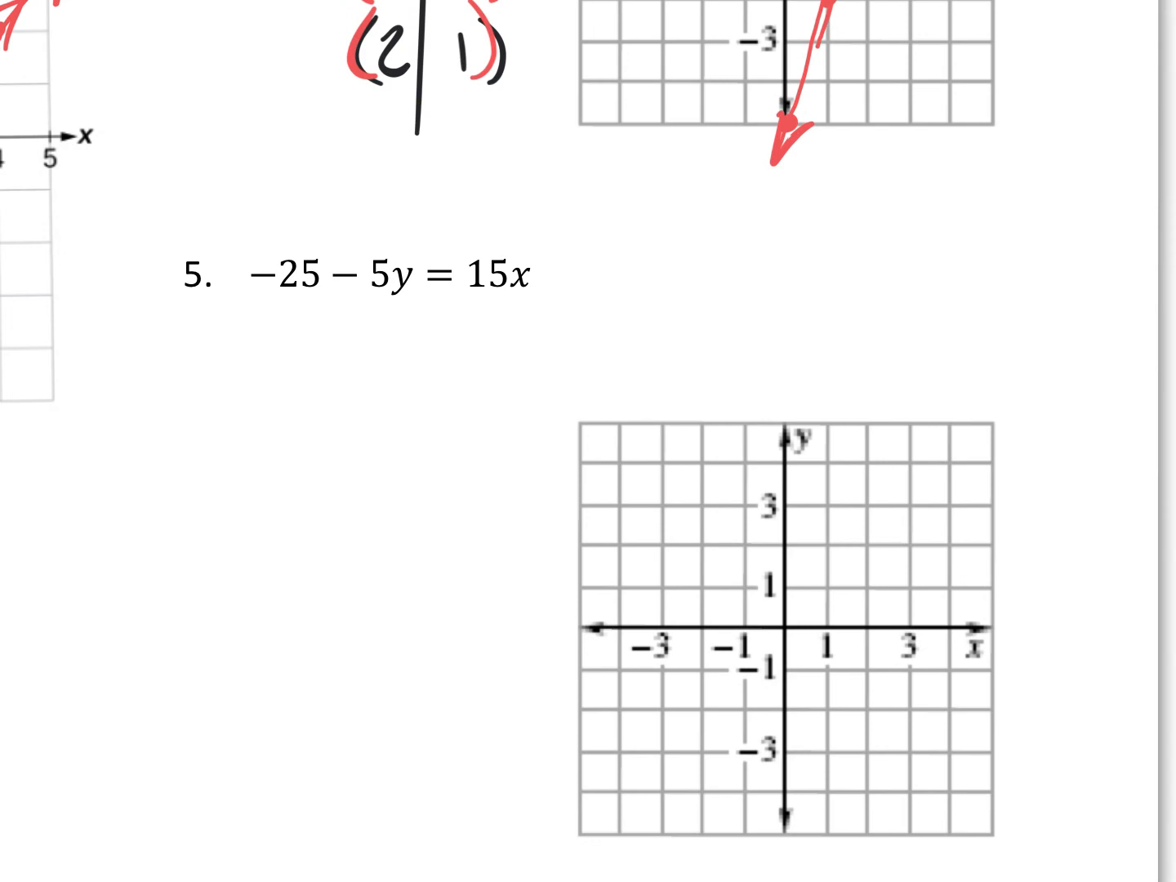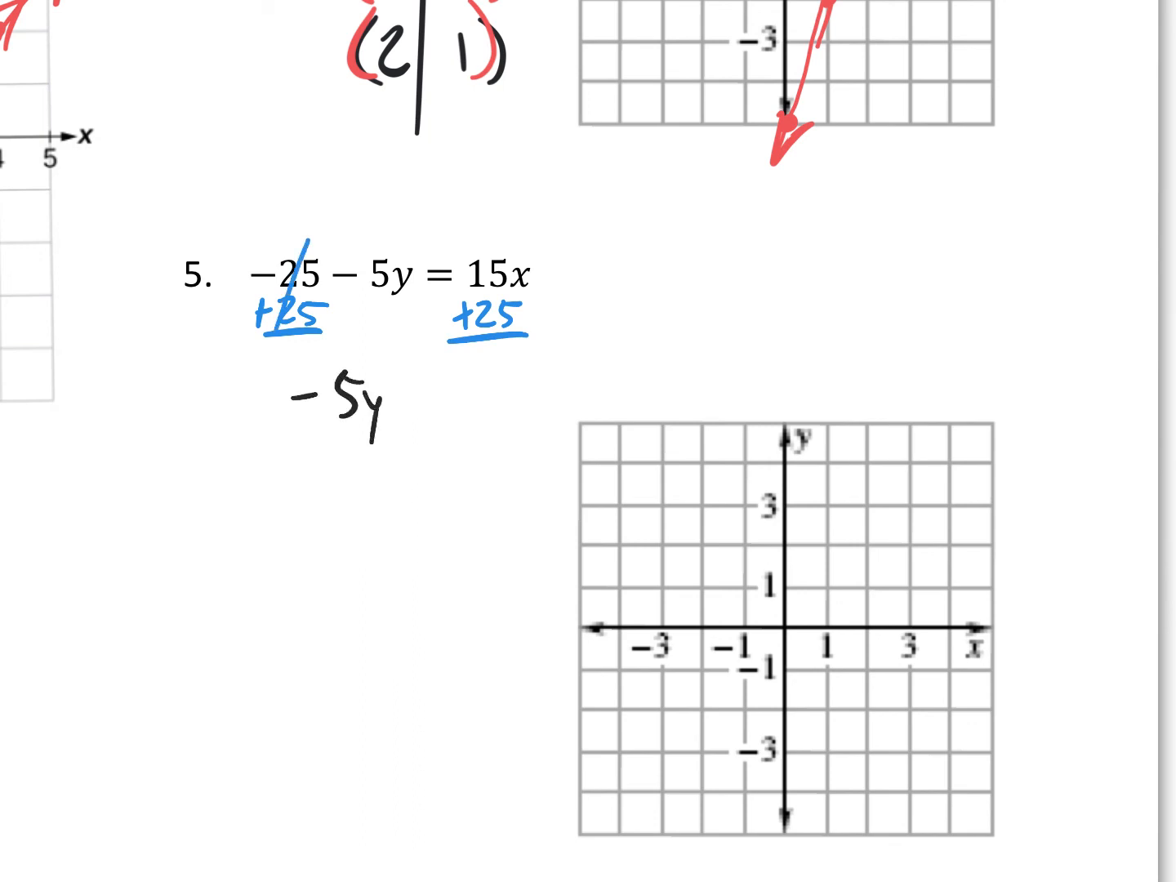Right here, we want to get y by itself. We want to solve for y. We don't want the negative 5 in front of the y, but we definitely don't want this guy. Let's get rid of this guy first. How do I get rid of a minus 25? By doing the opposite, plus 25. What I do to one side, I do to the other, plus 25. So right here, they do eliminate. What do I have left?